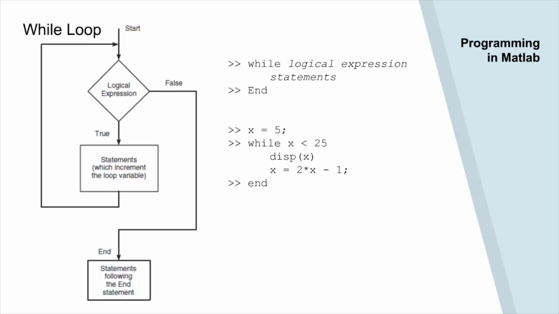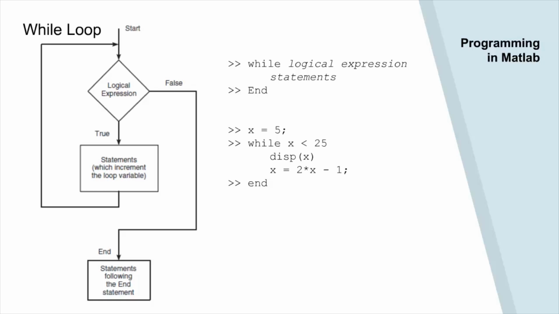Matlab first tests the truth of the logical expression. A loop variable must be included in the logical expression. For example, x is the loop variable in this statement, while x less than 25 is the logical expression. So if this logical expression is true, the statements are executed. For the while loop to function properly, the following two conditions must occur. First, the loop variable must have a value before the while statement is executed. Second, the loop variable must be changed somehow by the statements. The statements are executed once during each pass using the current value of the loop variable. The looping continues until the logical expression is false.